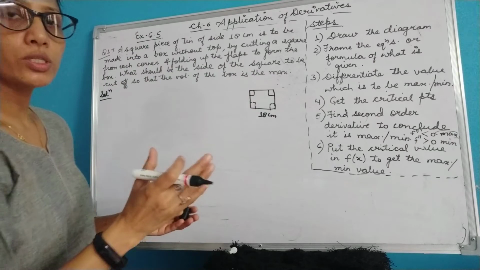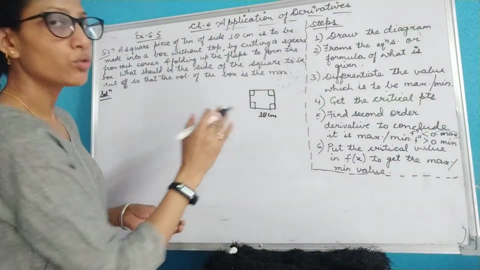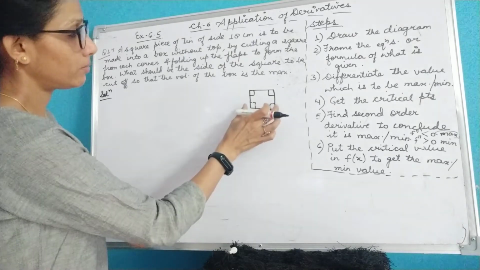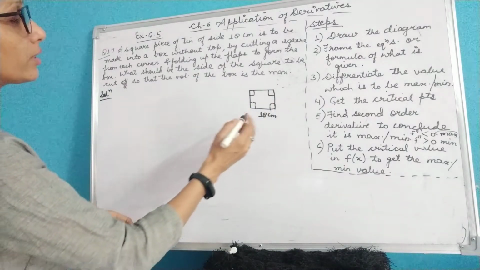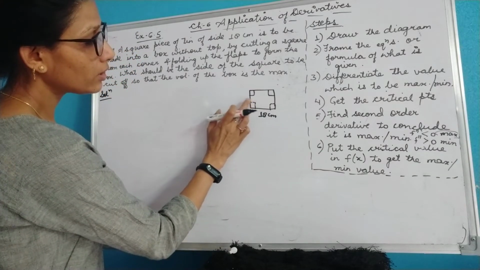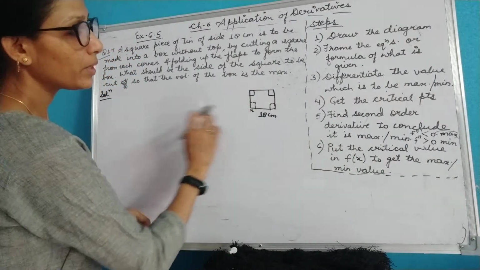So you know the box is in the shape of a cuboid. So we need to find out its length, breadth and height because we are framing the cuboid box over here. Fine. So let the side of the cut off square be x.